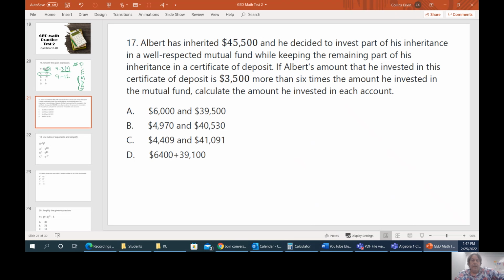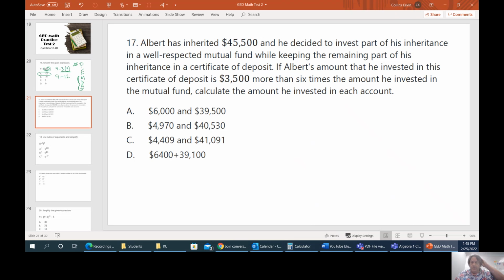All right, so Albert inherited $45,500. Nice. And he decided to invest part of his inheritance in a well-respected mutual fund while keeping the remaining part of his inheritance in a certificate of deposit. It says, if Albert's amount that he invested in the certificate of deposit is $3,500 more than 6 times the amount invested in the mutual fund, calculate the amount invested in each account.